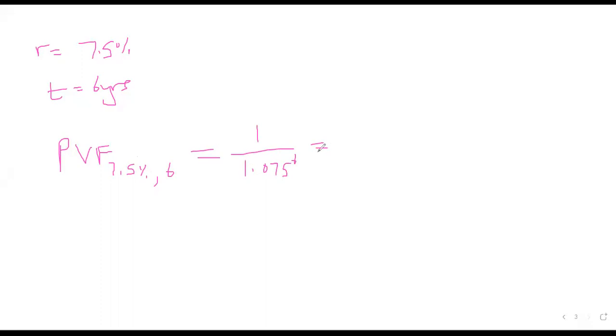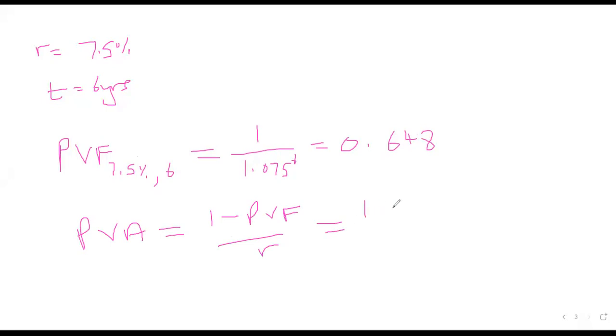Yes, we are together. The answer we're going to get is this figure. Then the present value annuity factor is simply 1 minus the present value factor over the interest rate. So 1 minus 0.648 divided by what is our interest rate? 7.5%. So we're going to get 4.69. So this is how we calculate the interest factors.